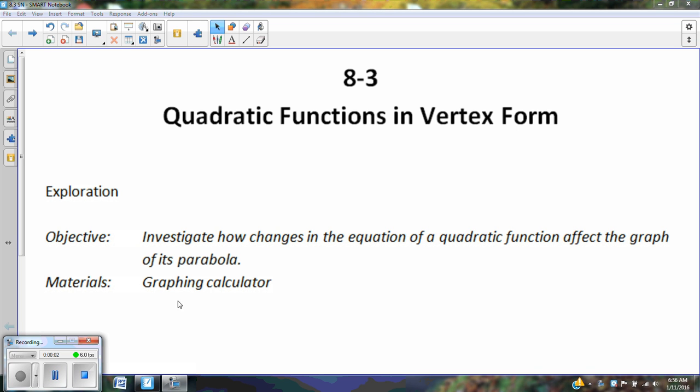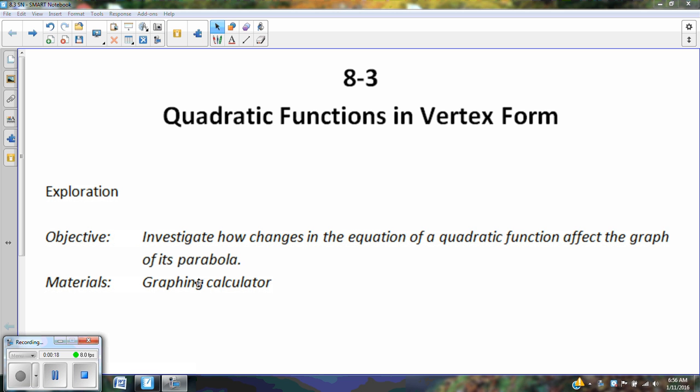All right, and now we're going to look at 8-3, quadratic functions in vertex form. It's going to be kind of an exploration version of a lesson, and our objective is we're going to investigate how changes in the equation of a quadratic function affect the graph of its parabola.